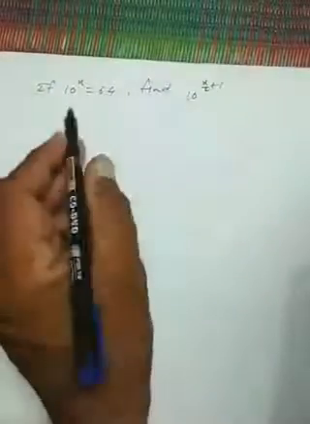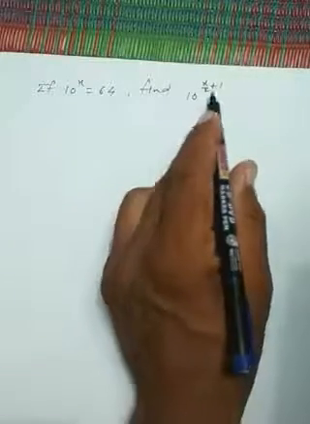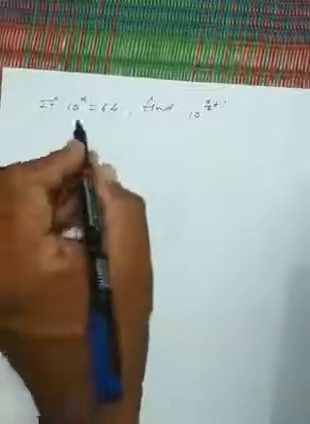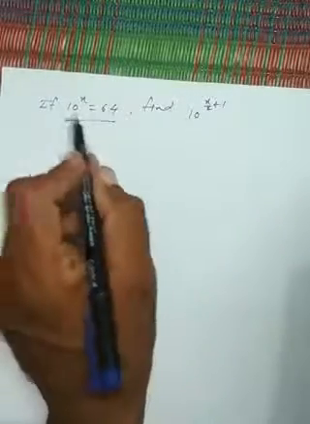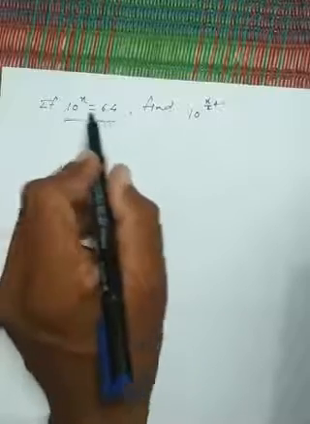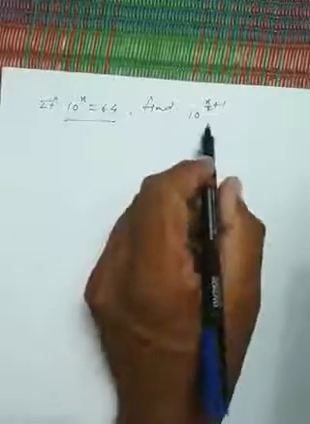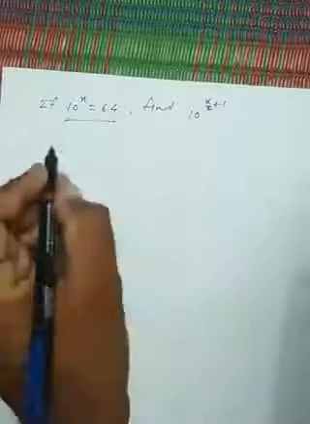In the next question, if 10 to the power x equal to 64, find the value of 10 to the power x by 2 plus 1. So first of all, the given term is 10 to the power x equal to 64. We cannot split the factors of 64 and 10 into the same factors, so we should start from this.